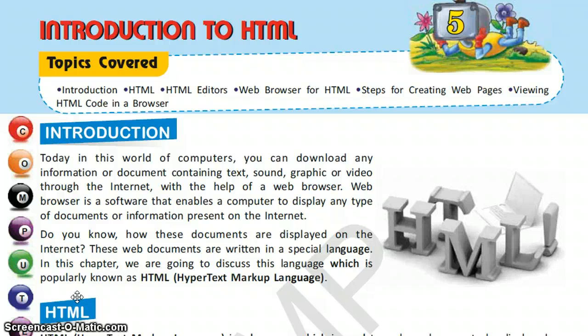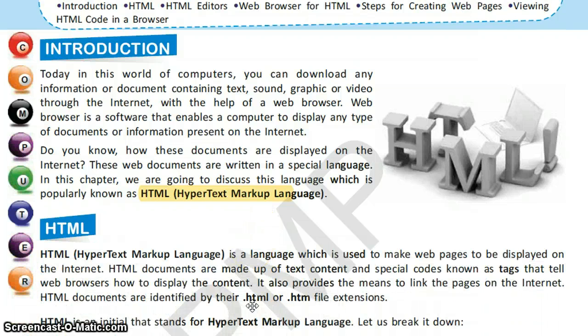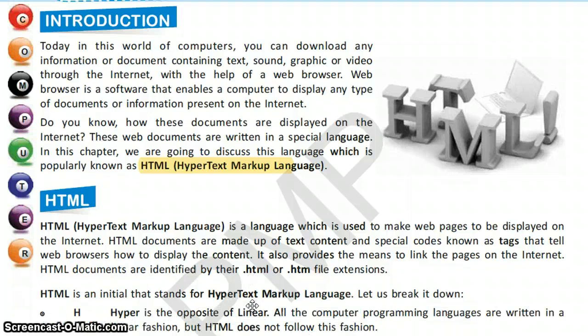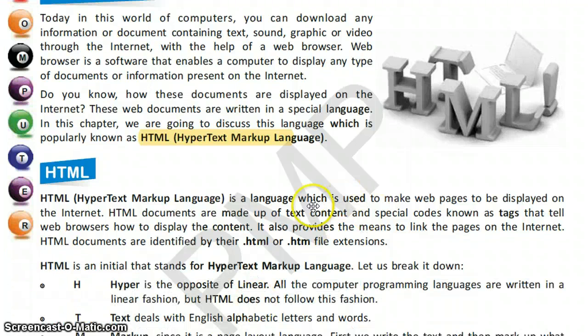What is that special language? The special language is HTML. HTML stands for Hypertext Markup Language. So this special language consists of text content, and it has special codes which are called tags.